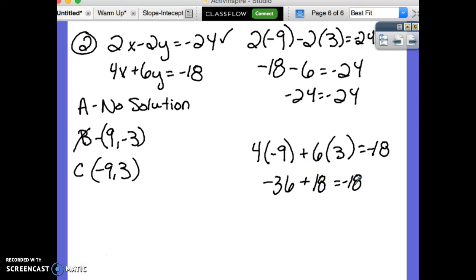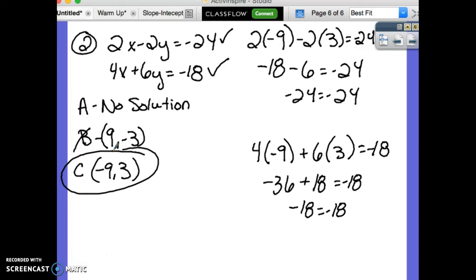Hopefully you can do this stuff in your head, but if you need a calculator, grab one, okay, or use the phone. Just make sure that's okay with the sub. Negative 36 plus 18 is a negative 18. Negative 18 equals negative 18. That works. C then is my answer.